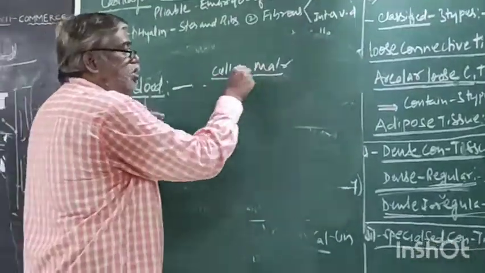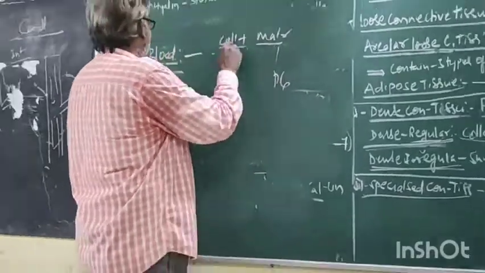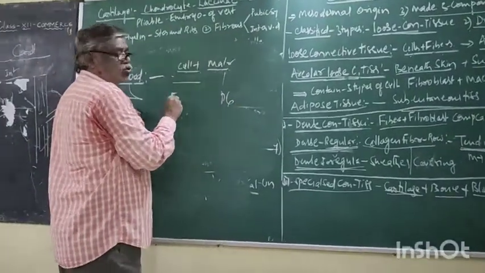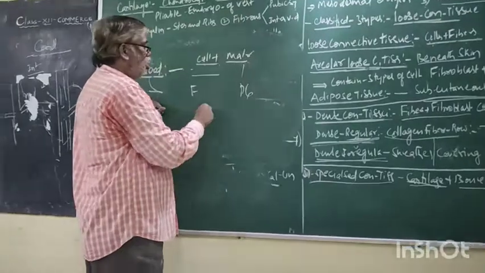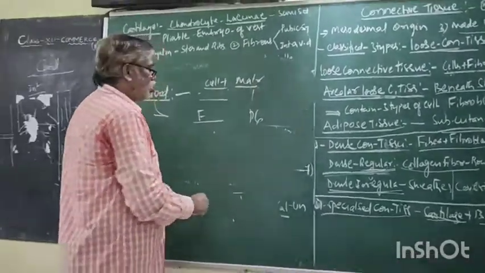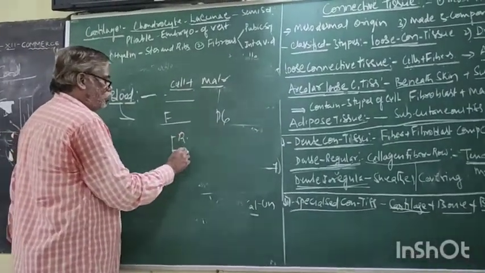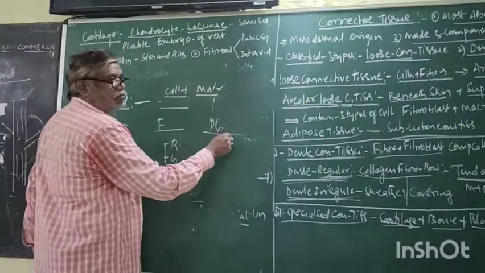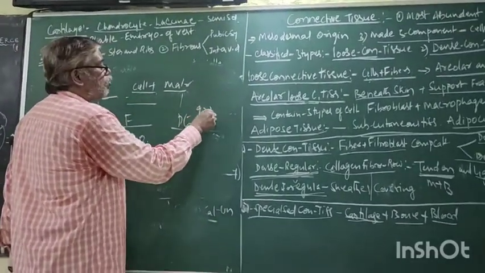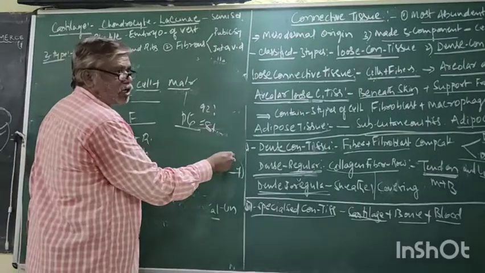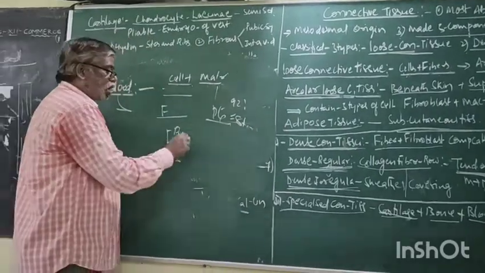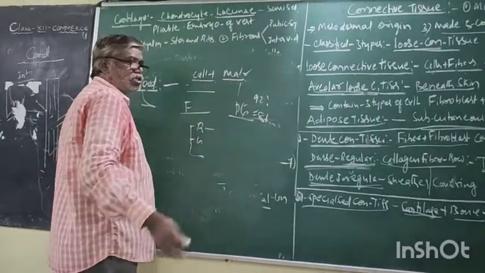The matrix of blood is called plasma. The cells of blood are called formed elements. These formed elements are of three types: RBC, WBC, platelets. The plasma is 92% water, 8% organic and inorganic substances and gases. RBC, we can discuss it. That's all.